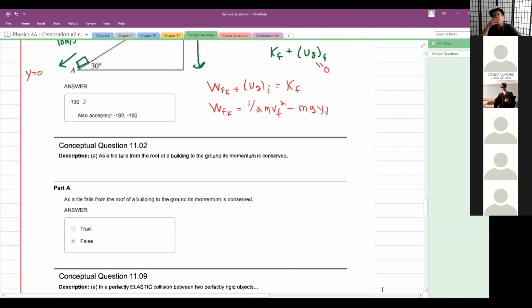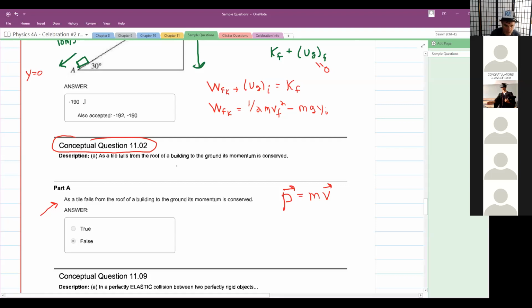Let's do one more conceptual question, and then I'll answer any questions. So here's a conceptual question. As a tile falls from the roof of a building to the ground, its momentum is conserved. True or false? Well, momentum, keep in mind, is mass times velocity. As the object is falling, it's increasing its speed, so its velocity is increasing, so its momentum is increasing. If I'm looking at my system as just the tile, the Earth is an external force which is exerting an impulse, which is causing the momentum of this tile to change.